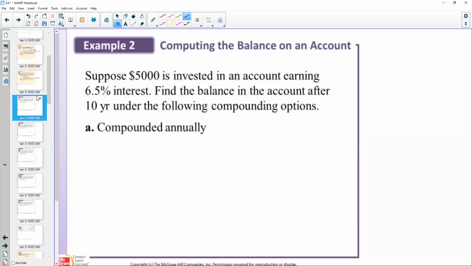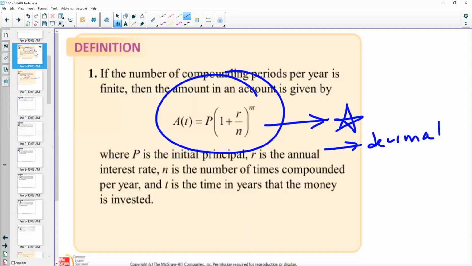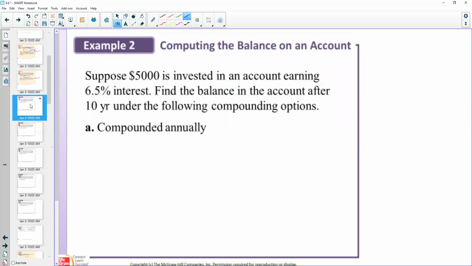All right, so let's use the formula. First it says you invest $5,000 in an account earning 6.5% interest. Find the balance after 10 years under the following compounding options. If it's compounded annually, you're going to set up your formula. This is not continuous, so we're going to use the first formula. I want to find the amount in 10 years.